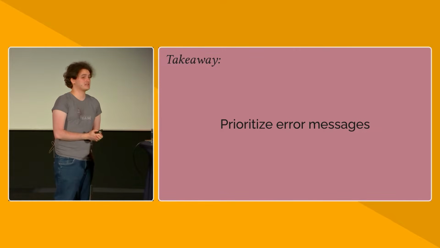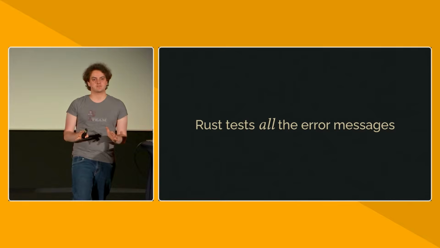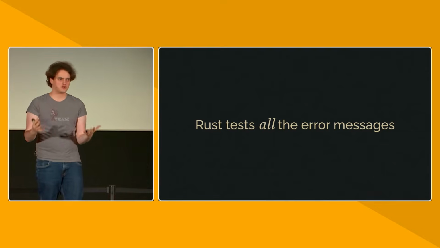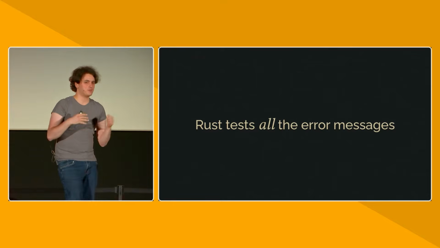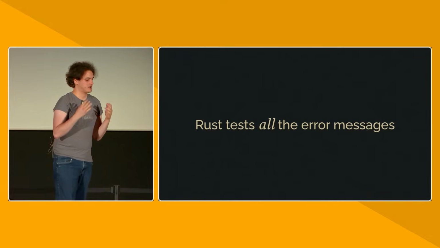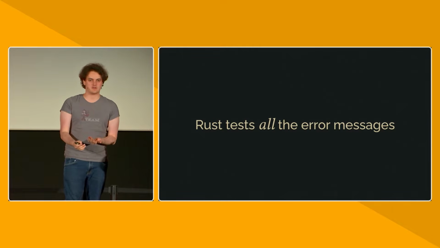And going back to testing, Rust tests all of the error messages. And this is actually really important, because if you put a lot of focus on error messages and then an unrelated change makes them worse again, you wasted your time. If error messages are a first-class part of your software, they need to be tested like one.